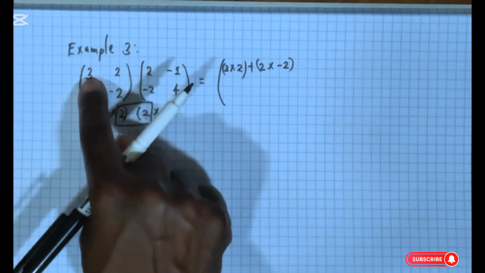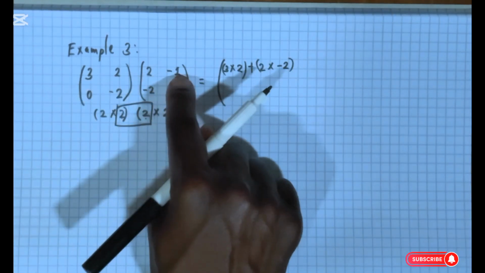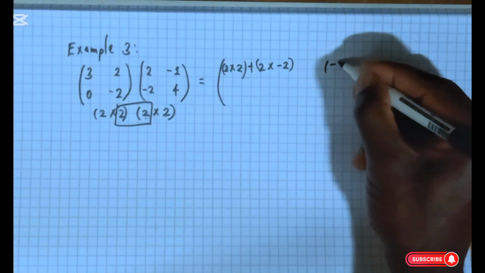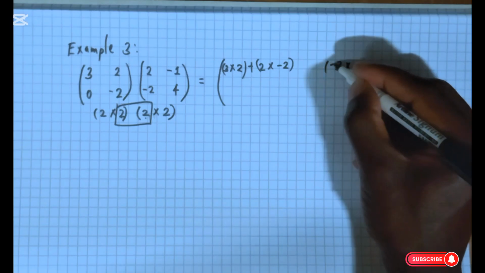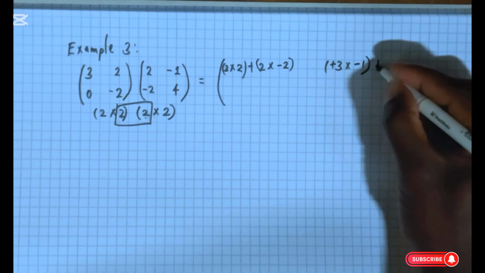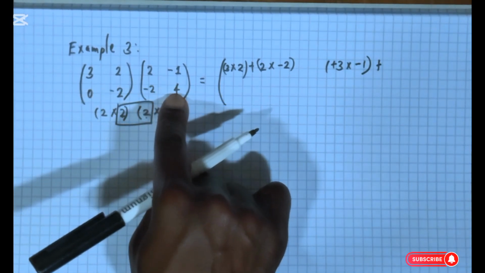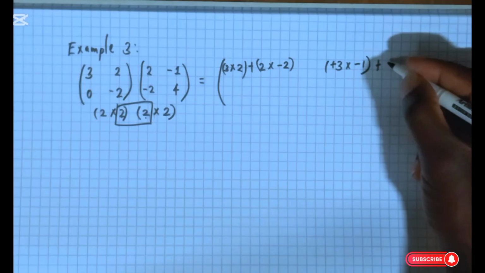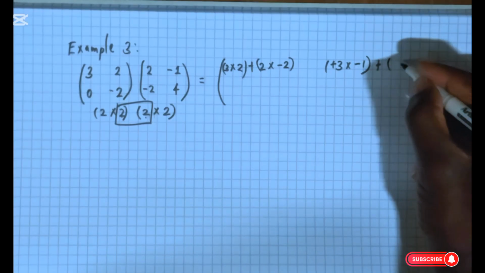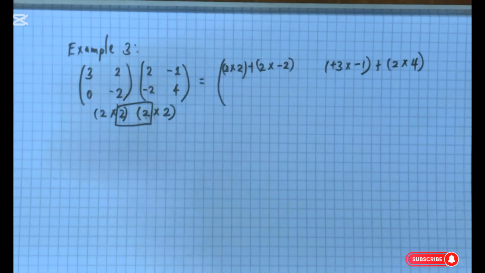So that's going to be 3 times negative 1, and that's going to give us 3 times negative 1 right there, plus 2 times 4.